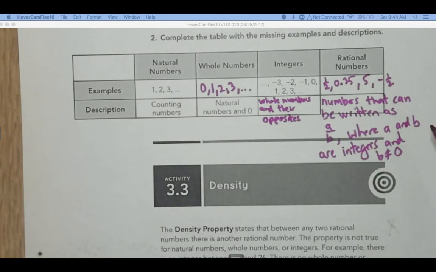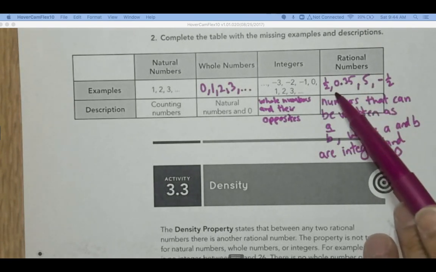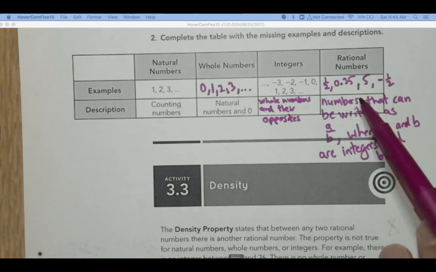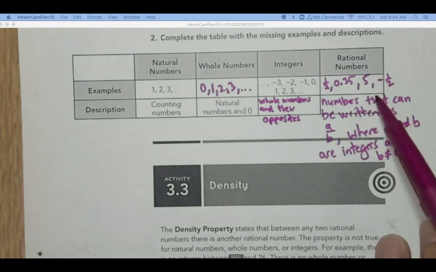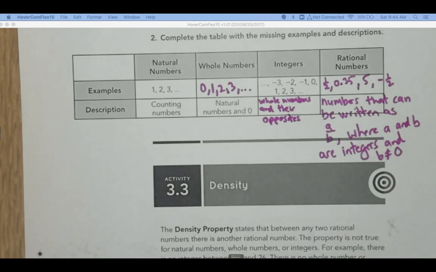Rational numbers are numbers that can be written as A over B, where A and B are integers and B does not equal 0. And so basically the rational numbers include all of your fractions, all of your decimals, all of your positive and negative numbers, and 0. And so it includes just about everything we've worked on in math to this point. And that is activity 3.2.